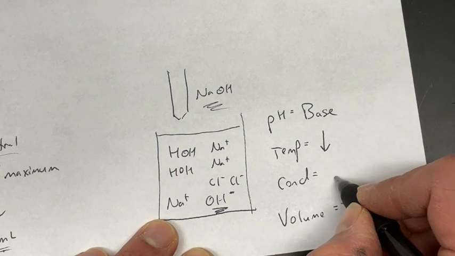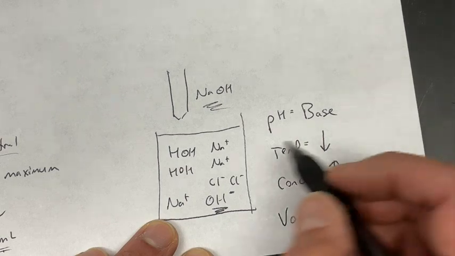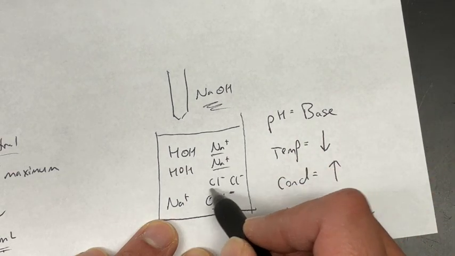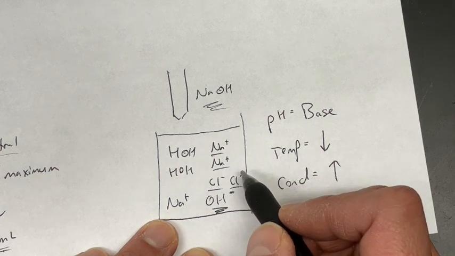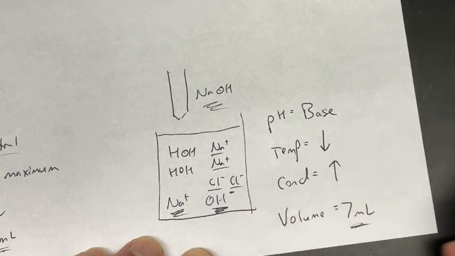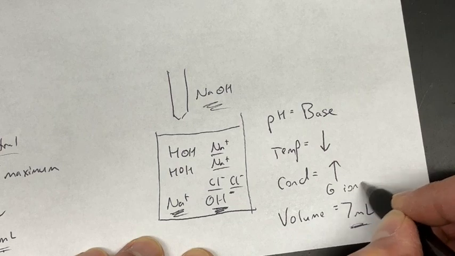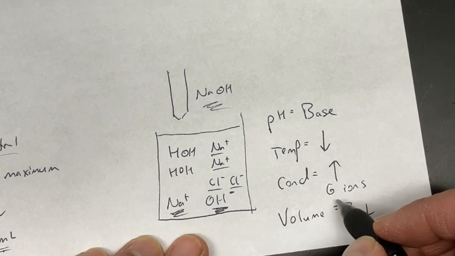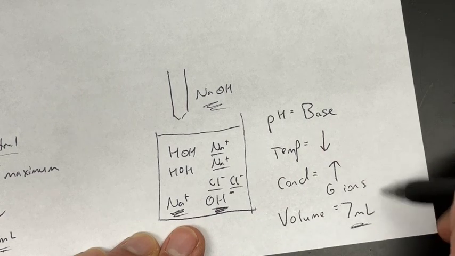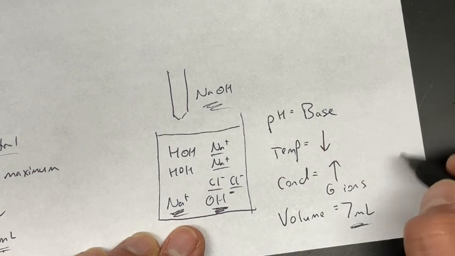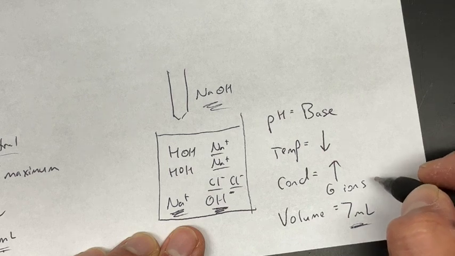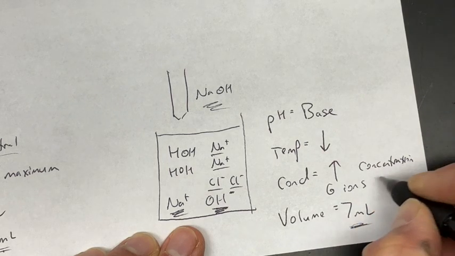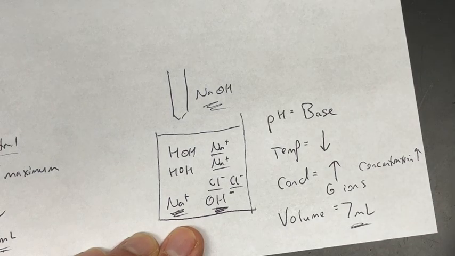Conductivity starts to go up now. And why is that? Well, let's look at what I got in here now. I have 1, 2, 3, 4 ions from before, but now I have 2 extra ions. So I have 6 ions in 7 milliliters. And because I'm adding more ions now that are not reacting, that concentration of ions is starting to go up again. So my concentration goes up, okay?